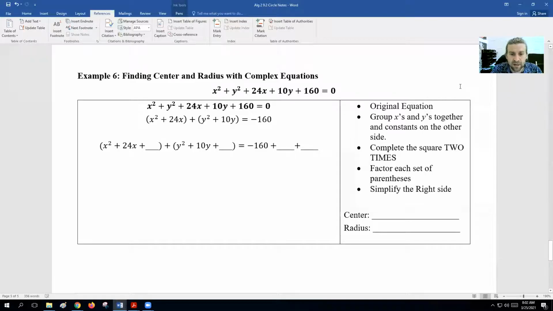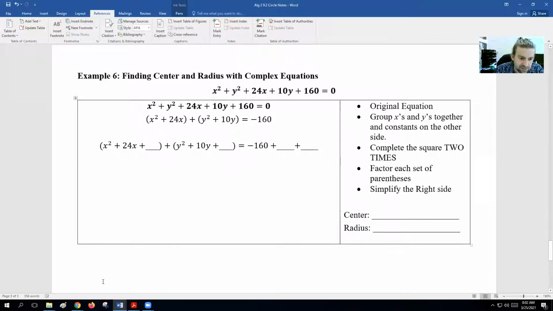Hey guys, Mr. Riz here, and I'm here to help you out on the last part of our circle packet, which is going through and finding the center and radius of complex equations. So these are going to be equations where we don't just have a regular x squared, or it's not already factored for us, where the whole process has to be gone through.